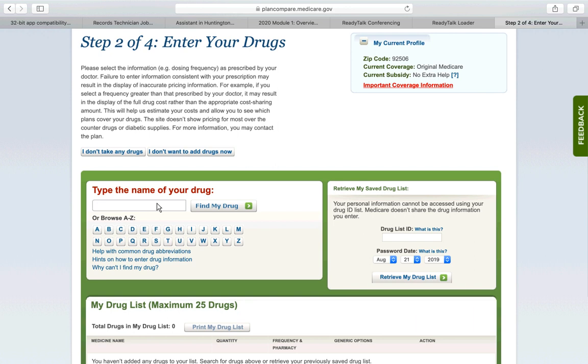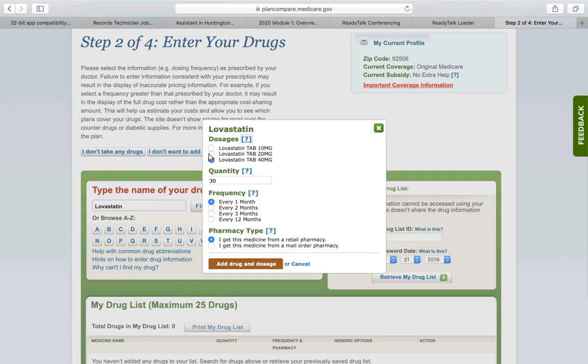So I'm going to put in a couple of medications in here that are commonly used medications. There's a blood pressure medication, lovastatin. It will always take you to the most commonly prescribed medication. Okay, and this medication is usually prescribed, has a 30-day supply. So if you see 30 here, that means that this medication is taken once a day.